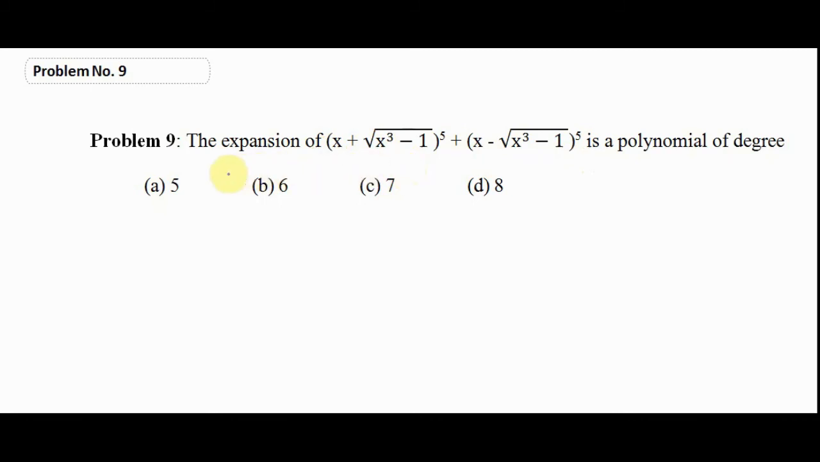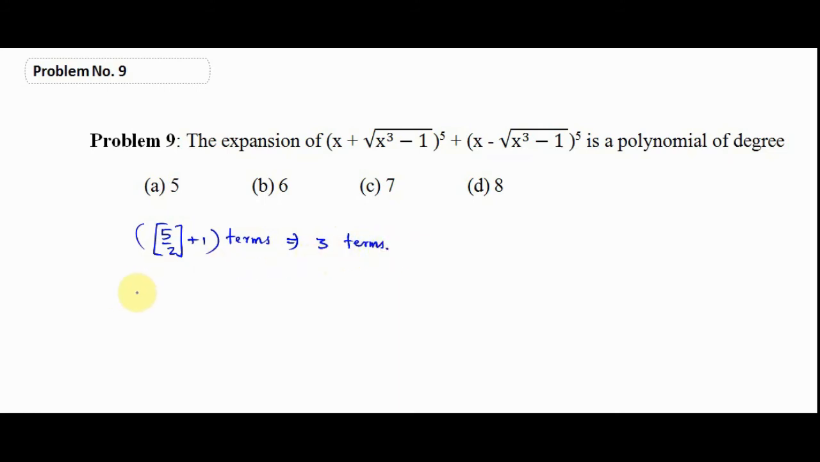Okay. So here this expression is in the form (x + y)^n + (x − y)^n. So as we discussed in the last problem, this expansion will have n/2 + 1 terms. That is 5/2 + 1, which is 2.5 rounded off to 2, plus 1. So that is 3 terms.